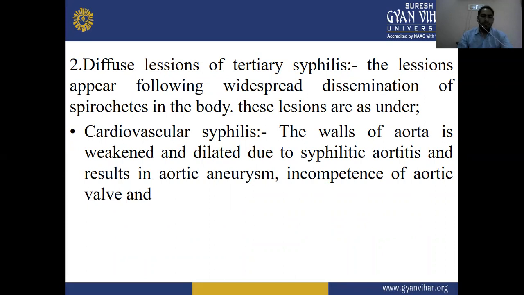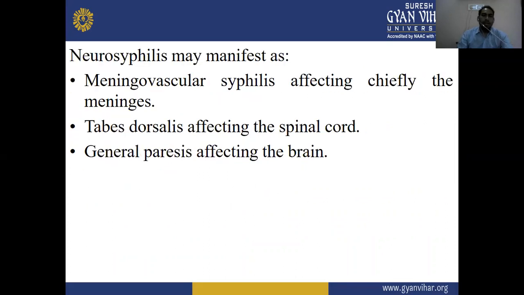Next one, neurosyphilis, which may manifest as follows. What is neurosyphilis? Neurosyphilis is a disease of the covering of the brain itself or the spinal cord, and it occurs in people with syphilis, especially if they are left untreated.